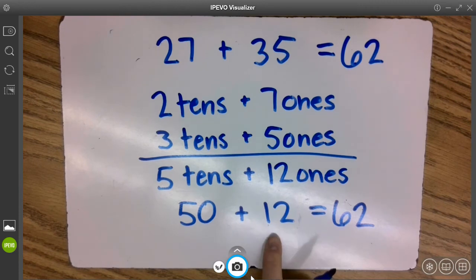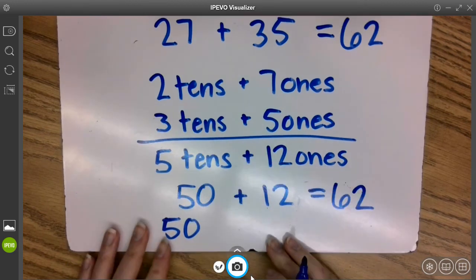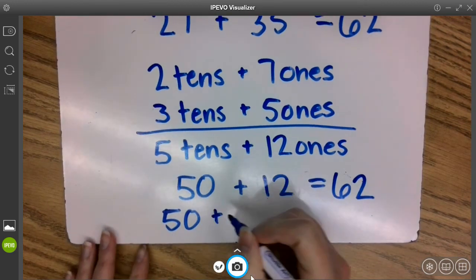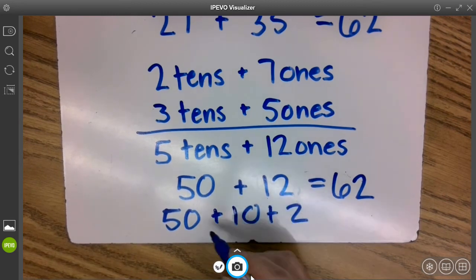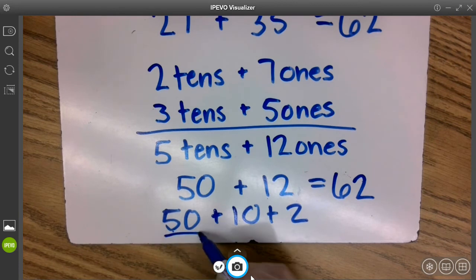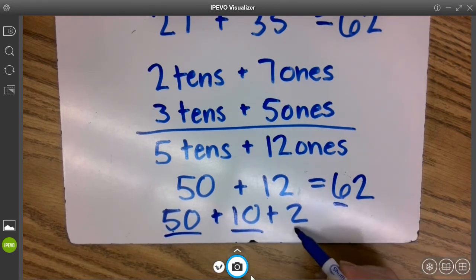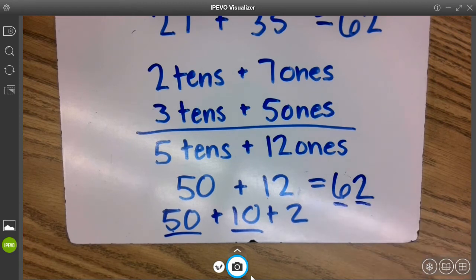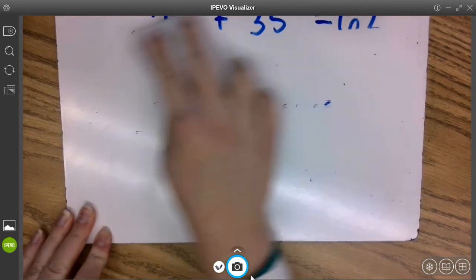If you wanted to, you could expand this again and say 50 plus 12 is the same thing as 50 plus 10 plus 2. Because that's really what we're doing. We're combining the 50 and the 10 to get our 60, and then we have the 2 left over, 62. Okay, but you do not have to write it out that way.